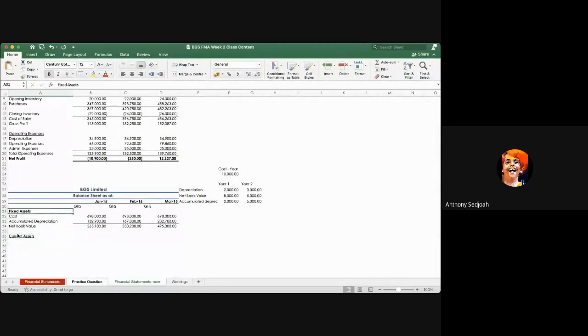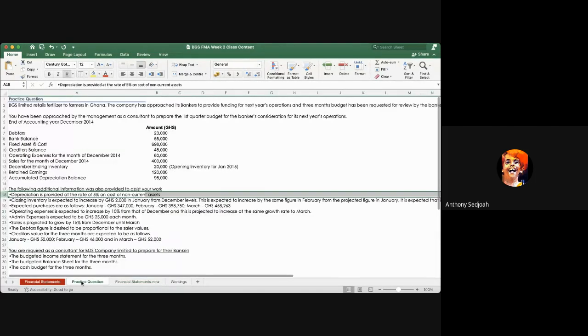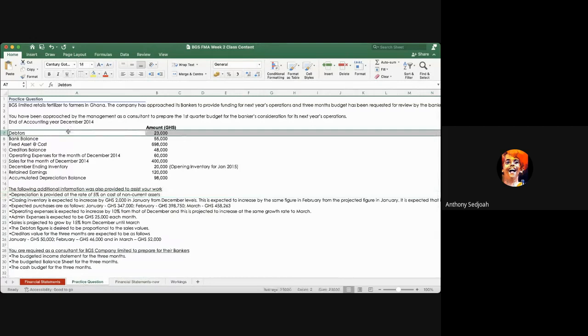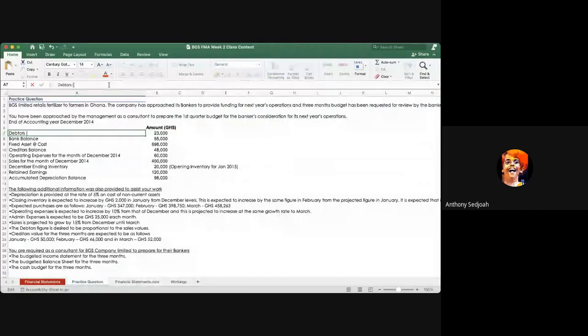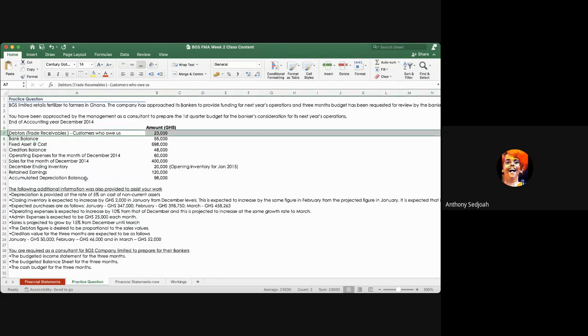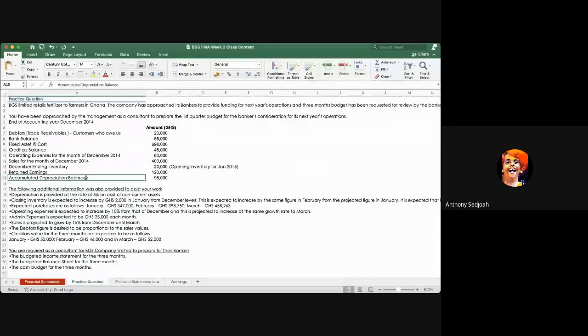So let's go back to the question to locate our current assets. So debtors. For those of you who don't know what debtors are, these are people who owe us. Another name is trade receivables. We've sold to them, but they are yet to pay. Customers who owe us. I'm just doing this for those who don't have any accounting background. That's what debtors means. We have sold to them, but they've not yet paid. So our money is with them. So they are our assets, and they are current assets in the sense that we expect them to pay within a year.